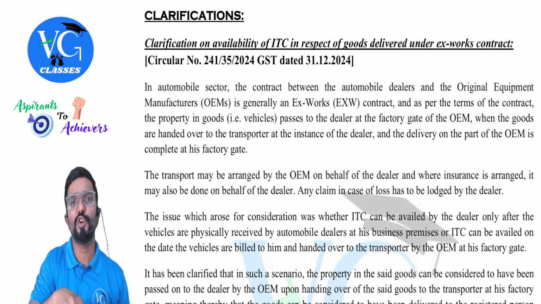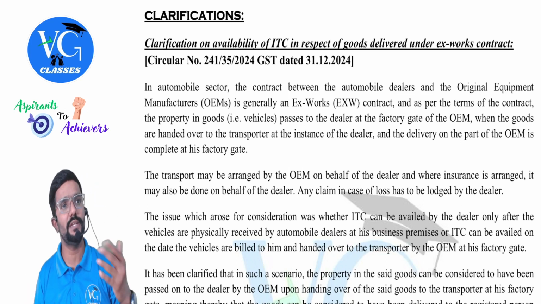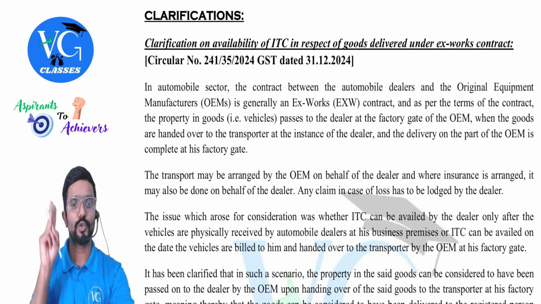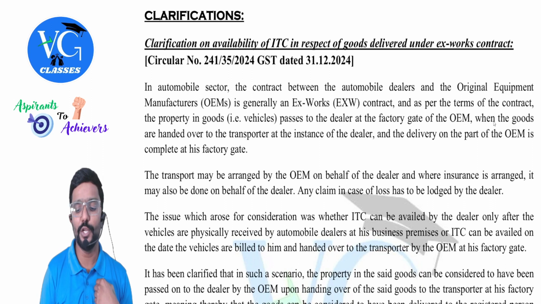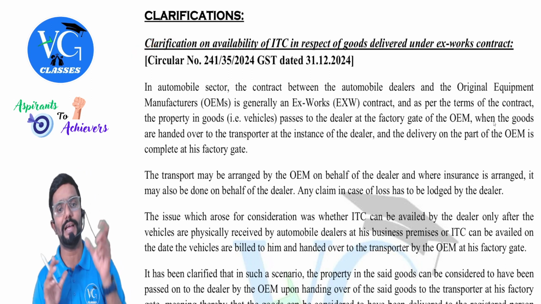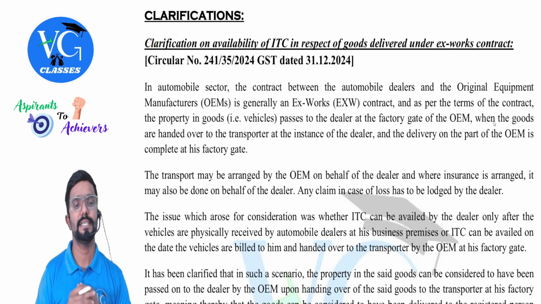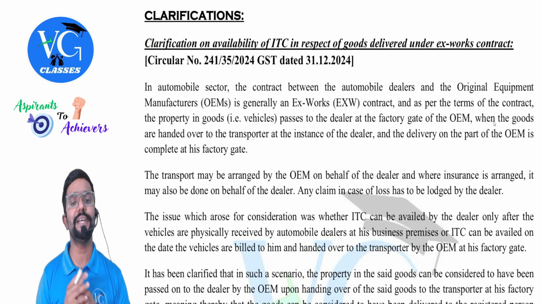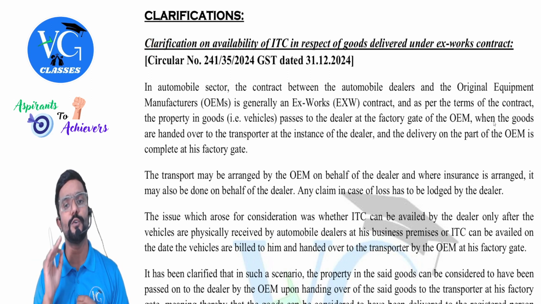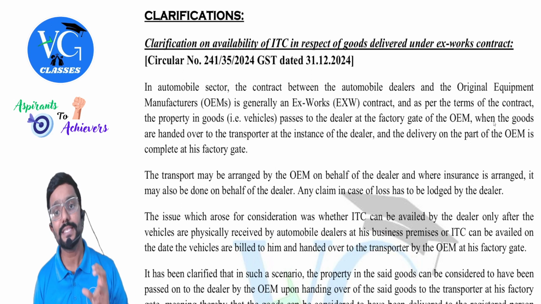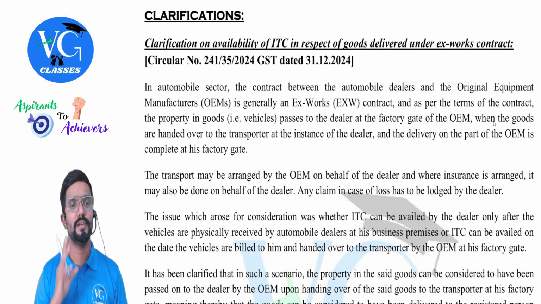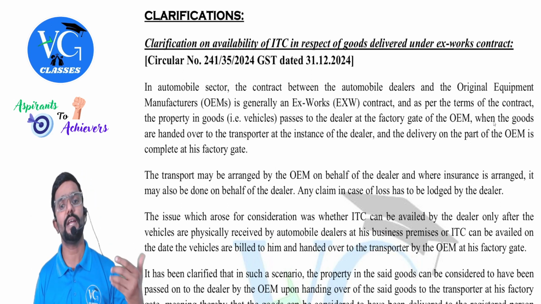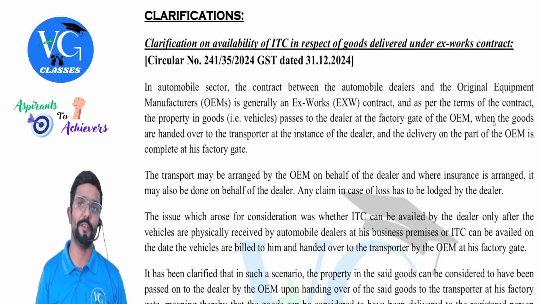Yes, students. Now we have a few clarifications with respect to section 16. What are those? We will see. Totally, we have two clarifications. One by one, we will see. First one. Guys, it is a new clarification which is added. So please be careful. I have mentioned it in italics. Clarification on availability of ITC in respect of goods delivered under ex-works contracts. Sir, what is this ex-works contract? I will explain. Circular number 241/35/2024-GST dated 31st December 2024.